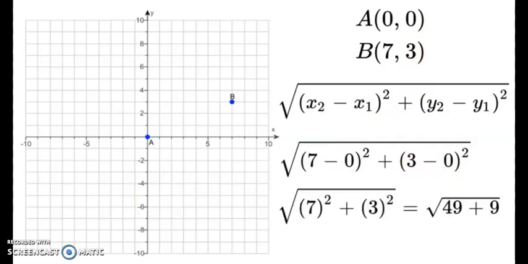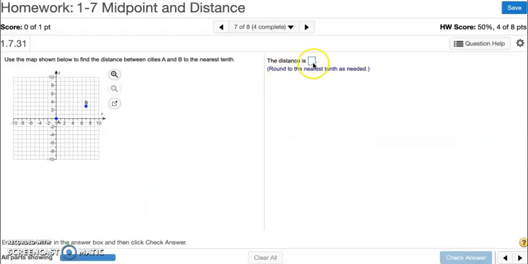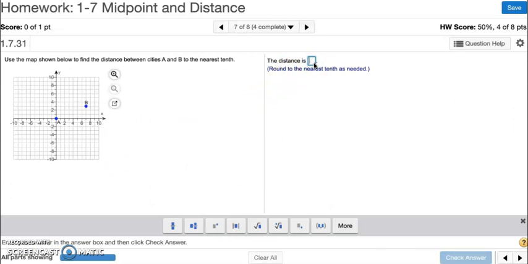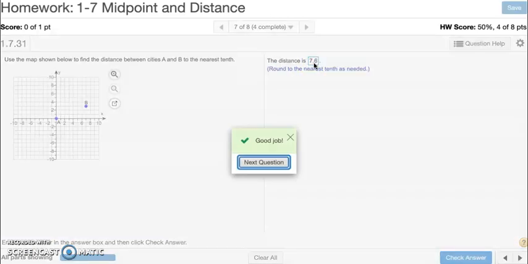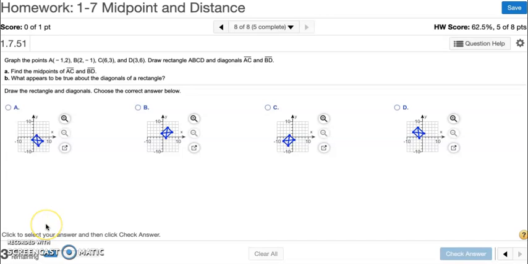Subtracting, I get 7 squared plus 3 squared in the square root. 7 squared is 49, 3 squared is 9. Add those two up, I get 58, and the square root of 58 is approximately 7.6, rounded to the nearest 10th. So let's type that in. So we're going to put in 7.6. And that's number 7.